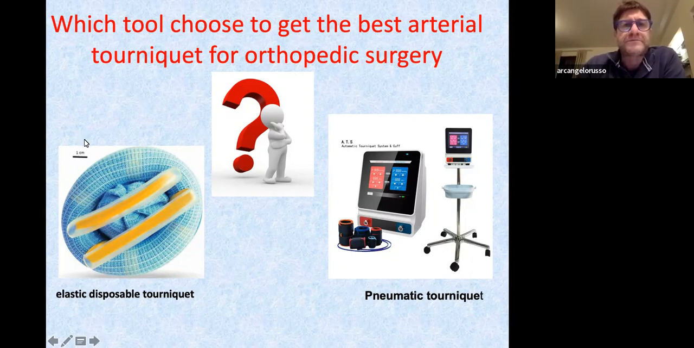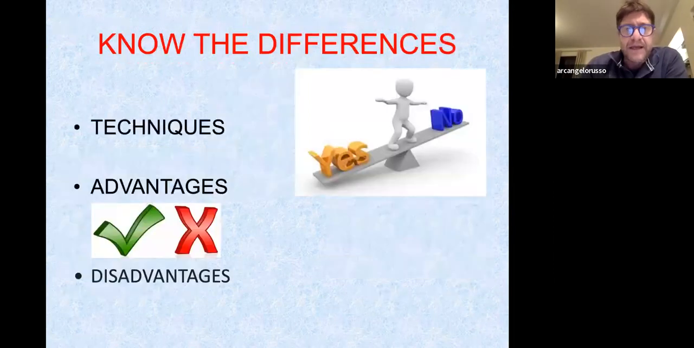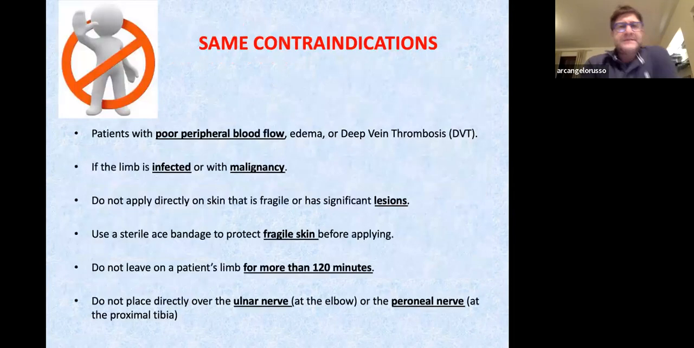tool now is better to get the best arterial tourniquet for orthopedic surgery. Is it the elastic disposable tourniquet or the pneumatic tourniquet? Maybe both have advantages and disadvantages. Let's start with the introduction, because all have the same contraindications.